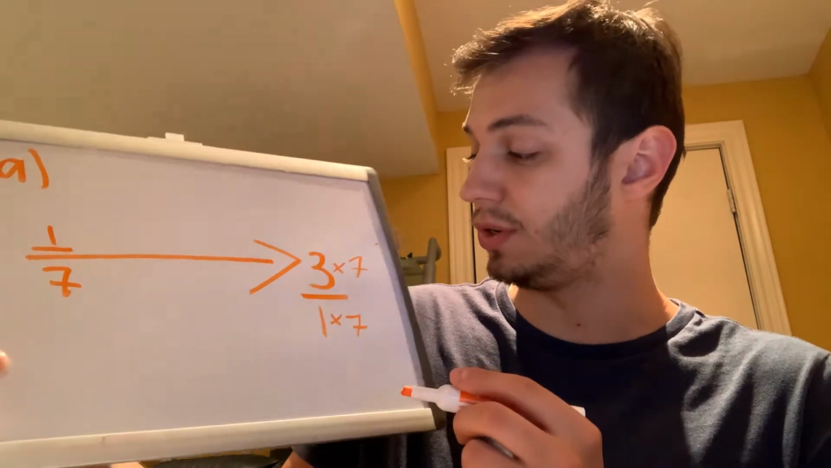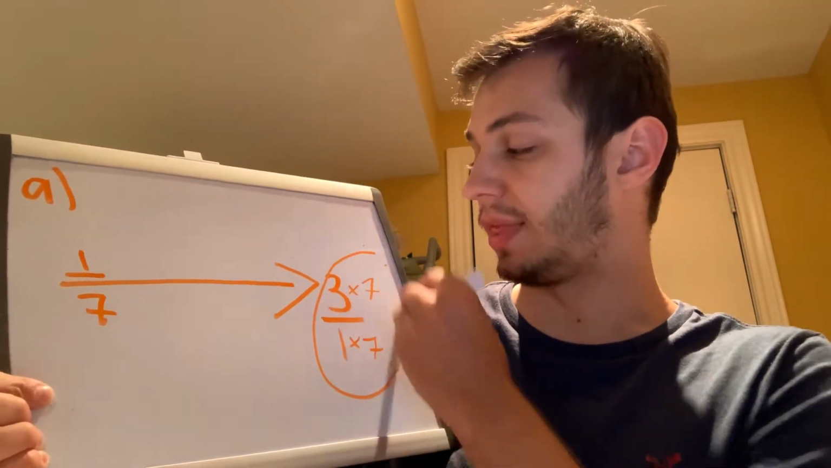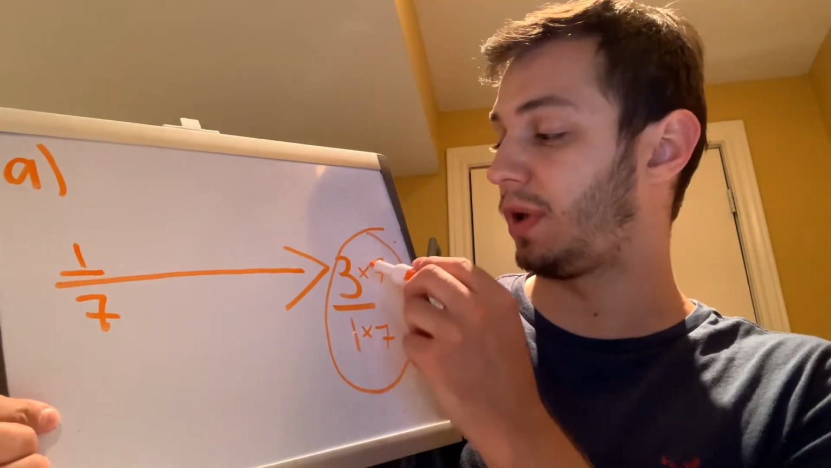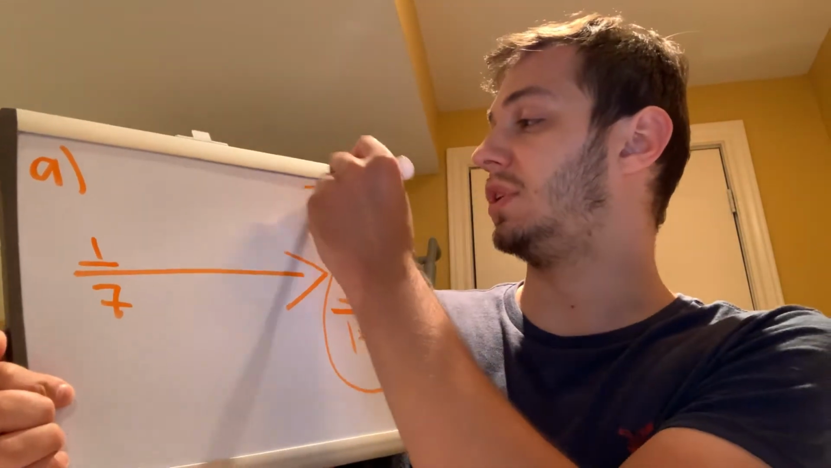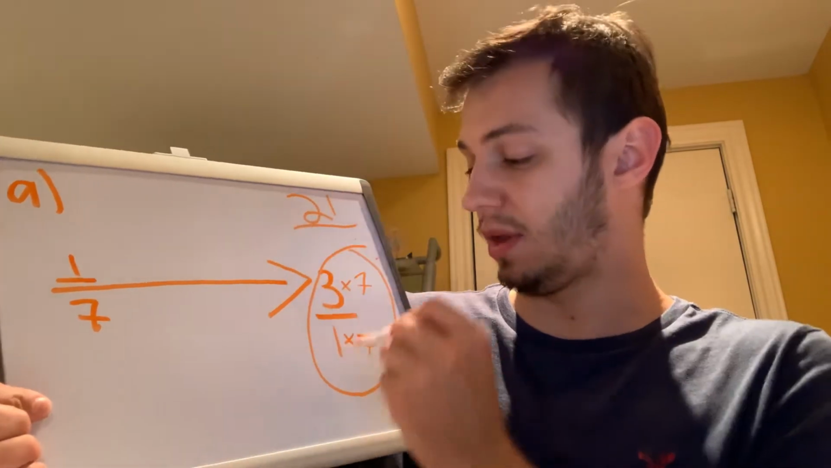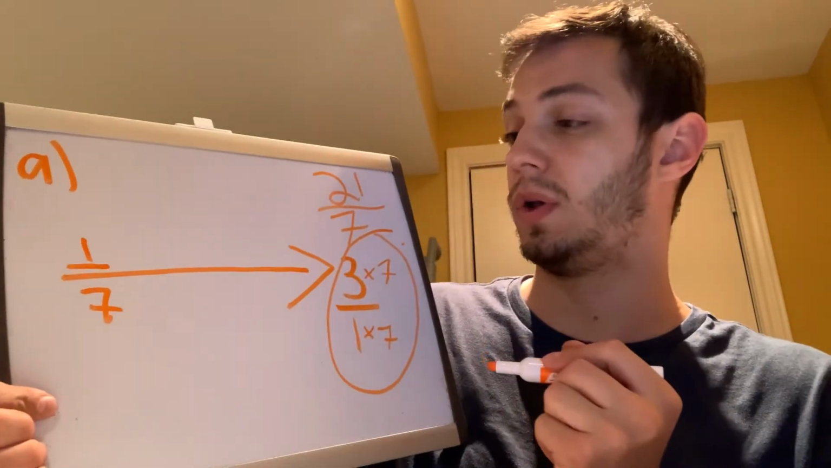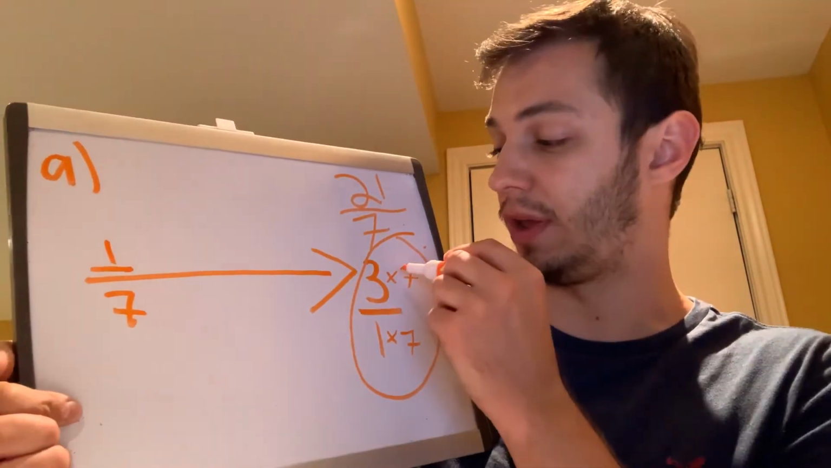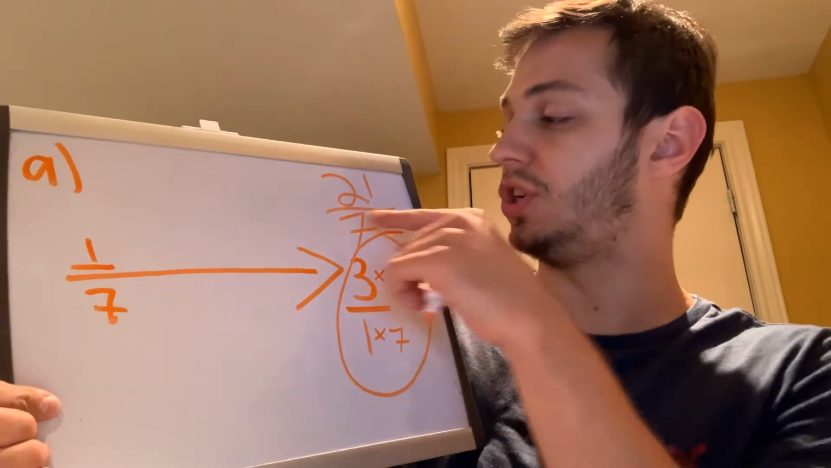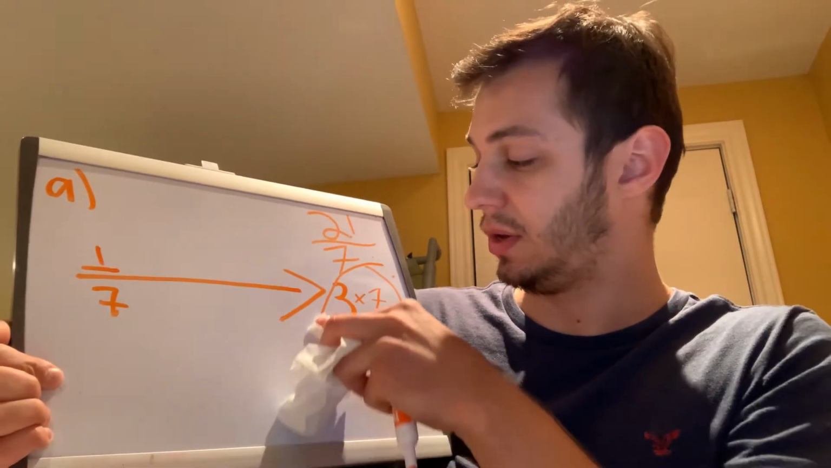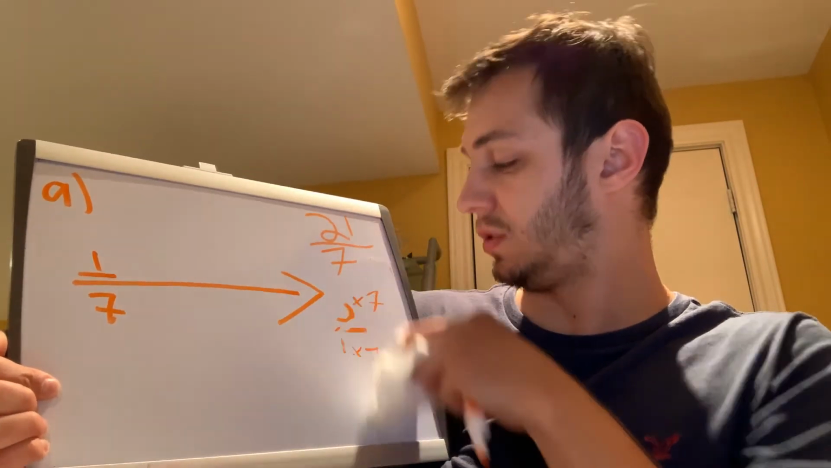So now I'm going to just rewrite this as the new fraction. 3 multiplied by 7 gives me 21. And then 1 multiplied by 7 gives me 7. So now we changed the 3 that was here originally into the fraction 21/7. I'll erase this so it doesn't get us confused.